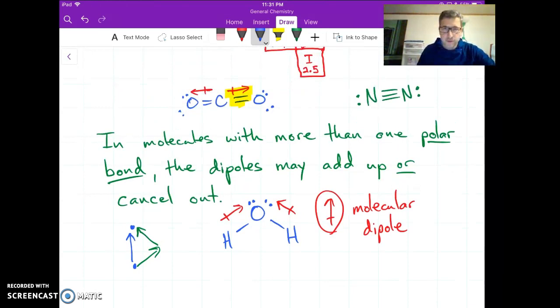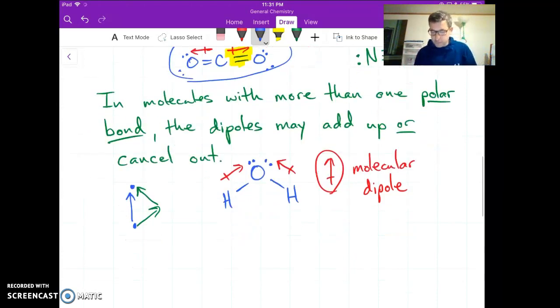The opposite would be true if I said, with this carbon dioxide, if I walk a block east and then turn around and walk a block west, well, there's no overall change in where I'm at. I'm back where I started. So that's why we say that there's no molecular dipole for carbon dioxide, okay?